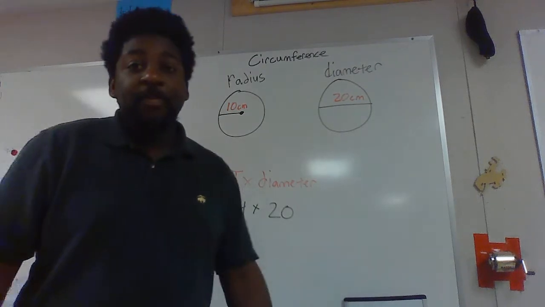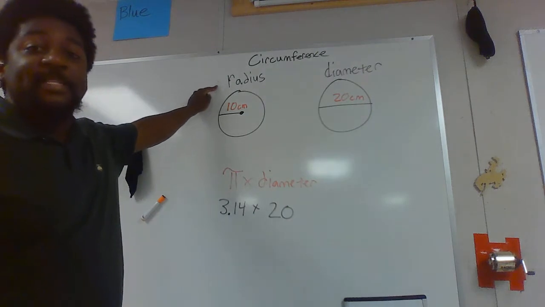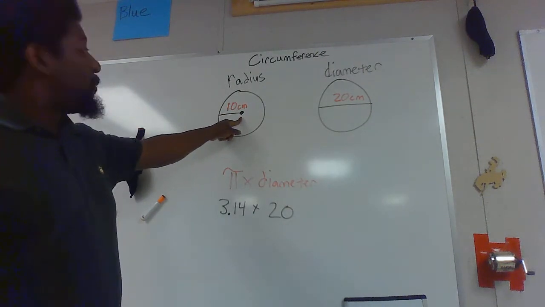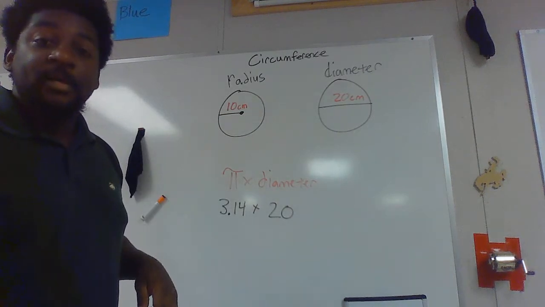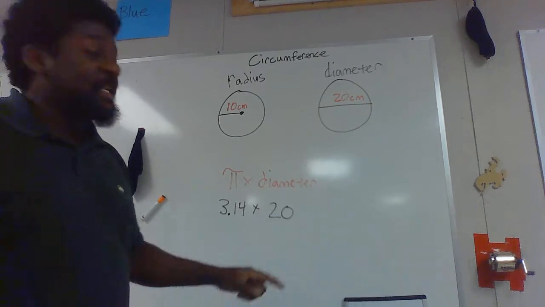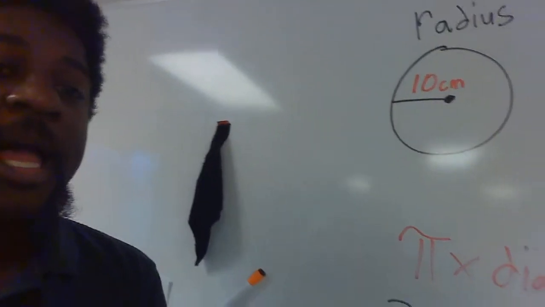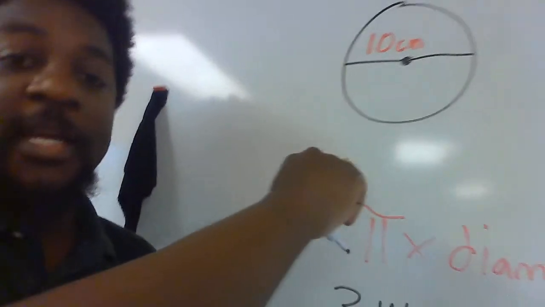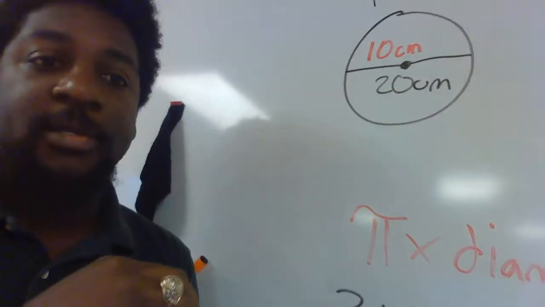Something else you need to know is a term called the radius. The radius is the distance from one side to the direct middle of the circle. The radius is also half of your diameter. So if I was doing a problem and they didn't give me the diameter, they only gave me the radius, I would have to multiply that times 2 first to get the entire thing. So instead of 10, that would be 20 centimeters.